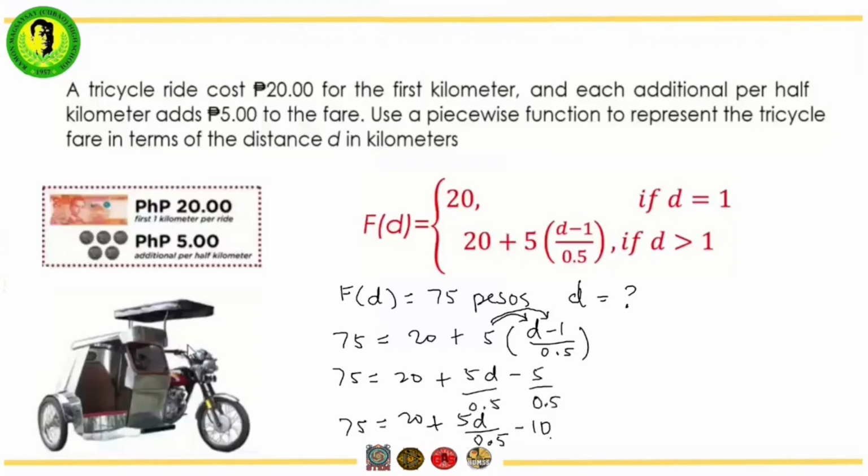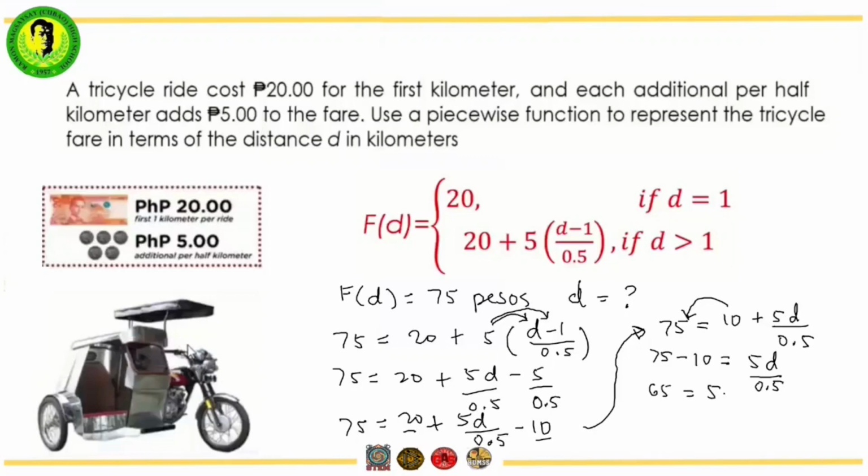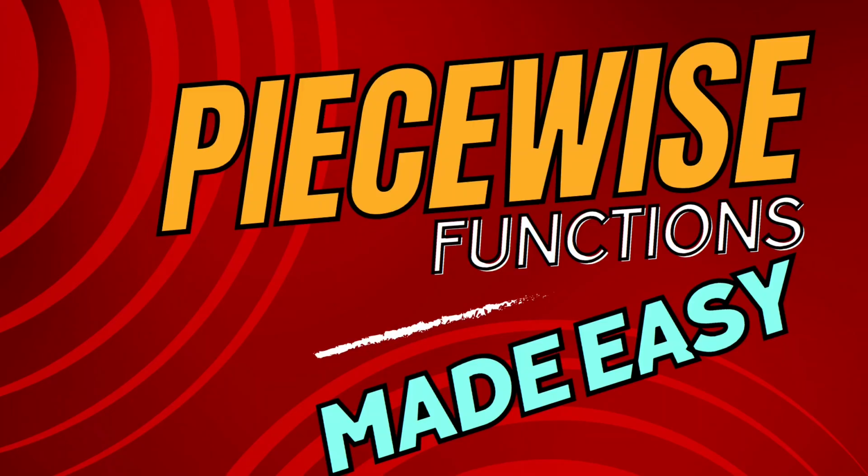So we can combine 20 minus 10. It will give you 10. Then transpose 10 to the other side, combining it to 75. So 75 minus 10 to isolate d. Multiply 0.5 to the whole equation to eliminate the denominator. Divide both sides by 5 to isolate the d. So finally, d is equal to 6.5 kilometers. Okay, so there you go.